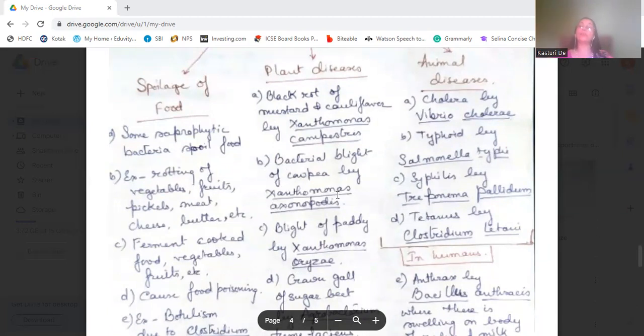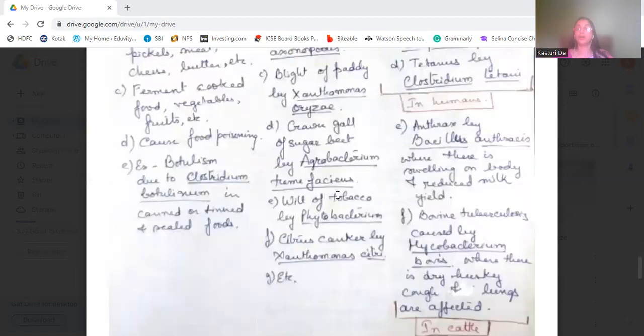For example, botulism. It's a food poisoning which is caused by Clostridium botulinum, and it is in the canned or tinned or sealed foods. Those foods cause food poisoning. That is done by Clostridium botulinum, and this disease is known as botulism.